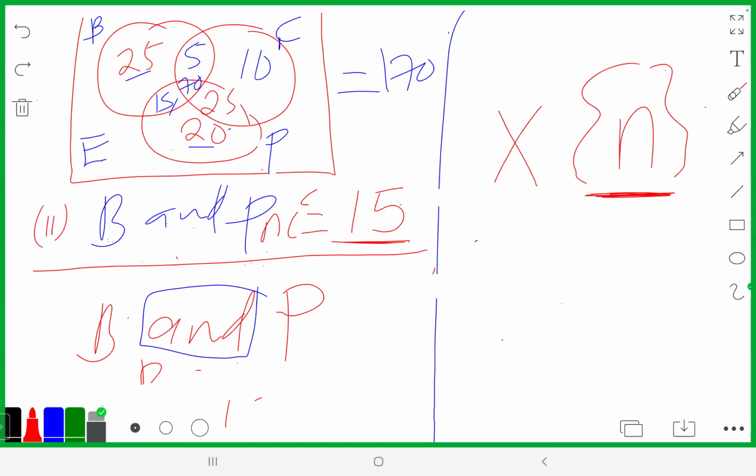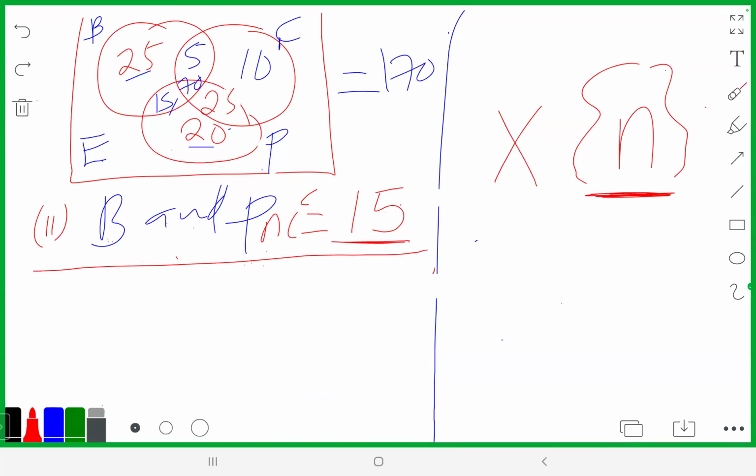Now, when do you add everything? There is someone who had suggested that you add 25 plus 15 plus 20. If the question had said, how many number of people are in either biology or physics? Are you following?